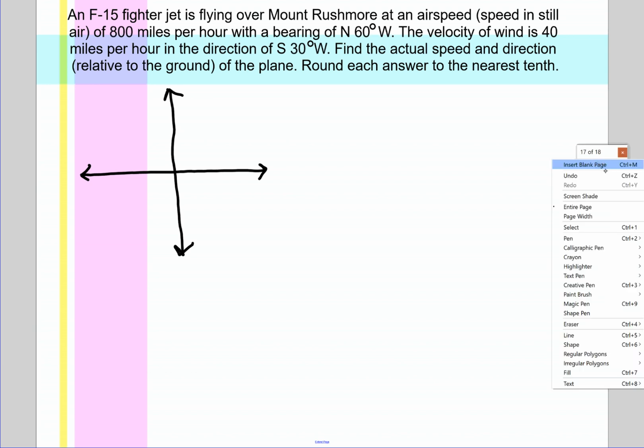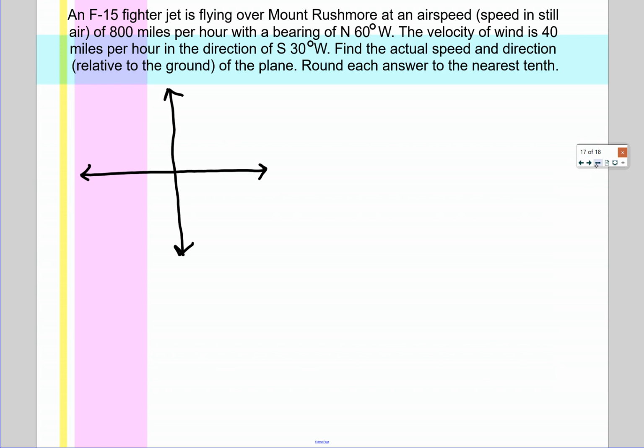Okay. So let's start by drawing the plane's vector. Call it vector P. The plane is flying which direction? North, west? Okay. And it's flying northwest 60 degrees. You have to be careful with bearings. Northwest means from the north to the west. This is 60 degrees. And the speed it's flying is our magnitude. So that vector is 800 units long.